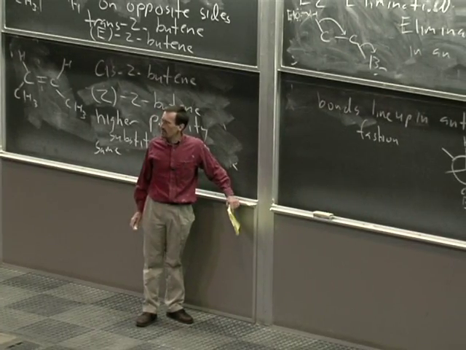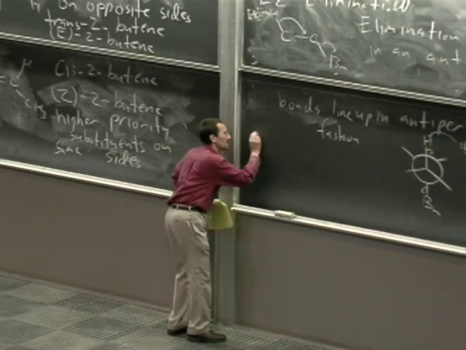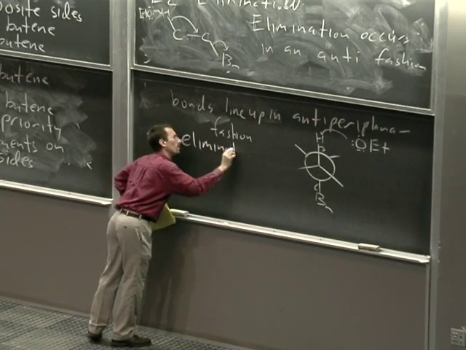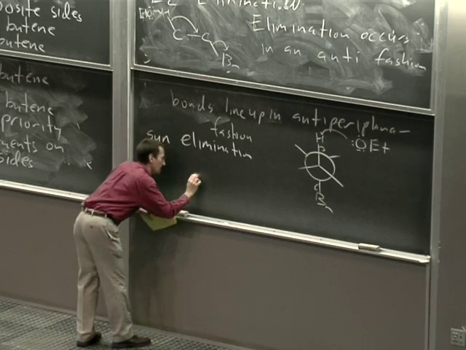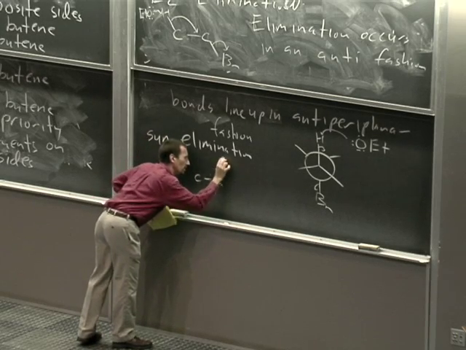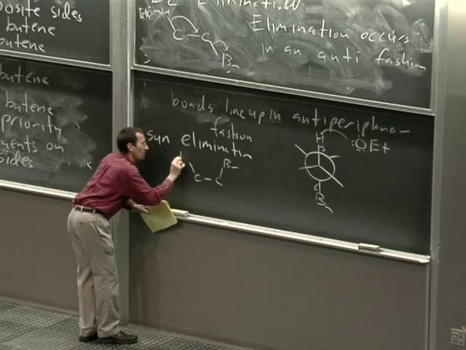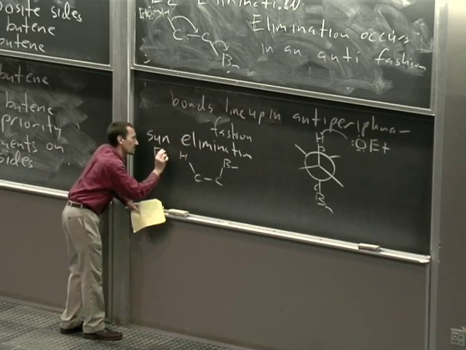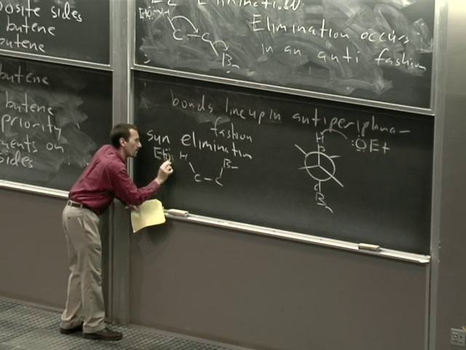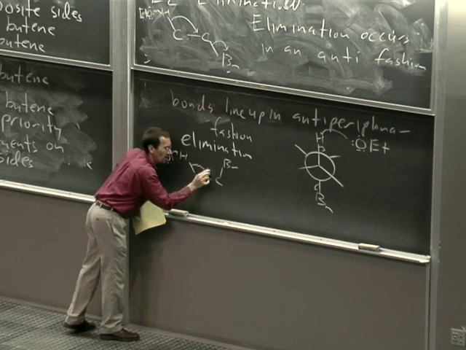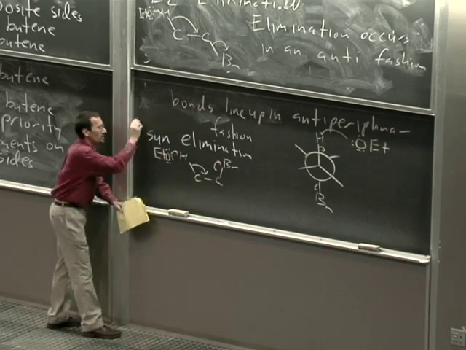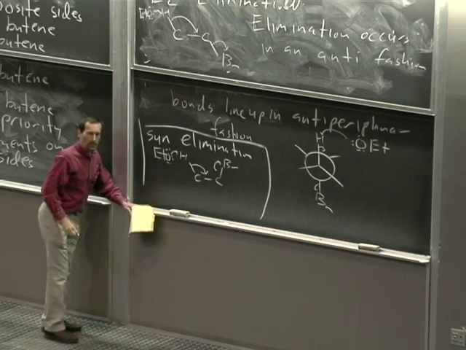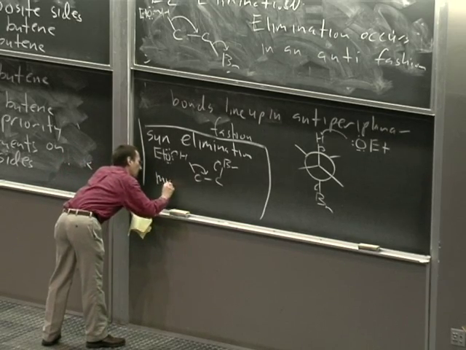So the opposite of anti-elimination is syn elimination. And it's not absolutely impossible for the hydrogen and the bromine to come in on the same side. It's not absolutely impossible for it to occur, but it's much more difficult. So syn elimination is not absolutely ruled out, but it's much more difficult.